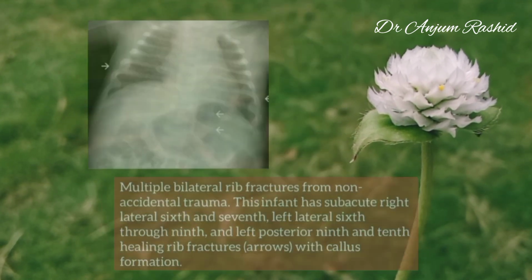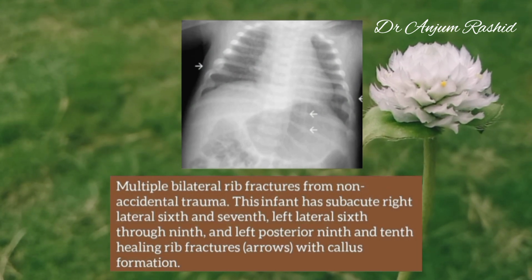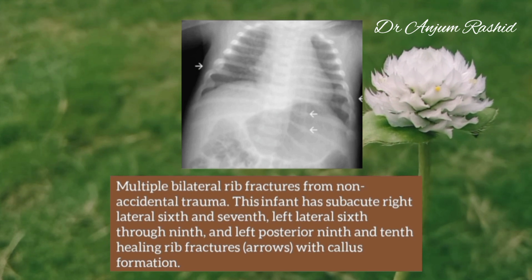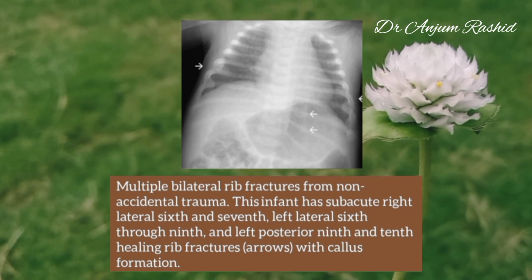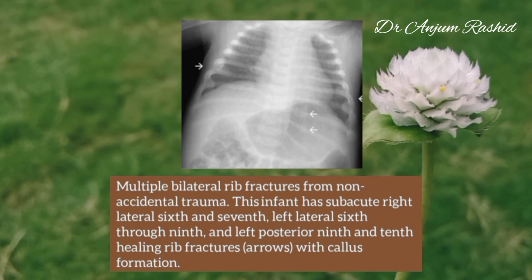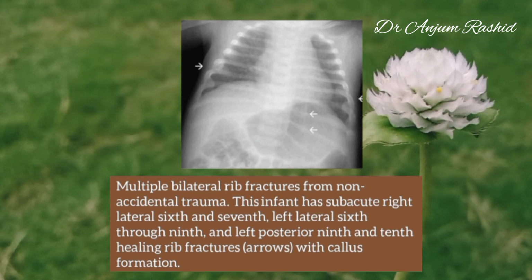Now, this is multiple bilateral rib fractures from non-accidental trauma. This infant has subacute right lateral 6th and 7th, left lateral 6th through 9th, and left posterior 9th and 10th healing rib fractures with callus formation.